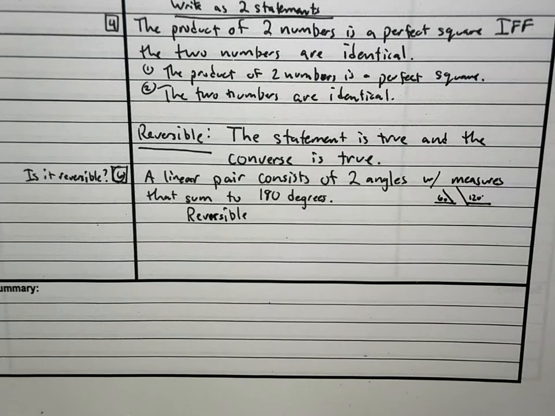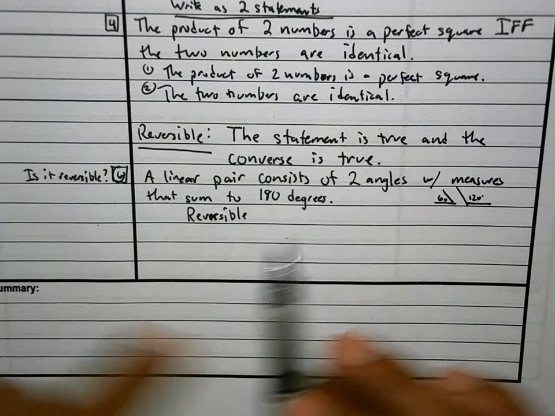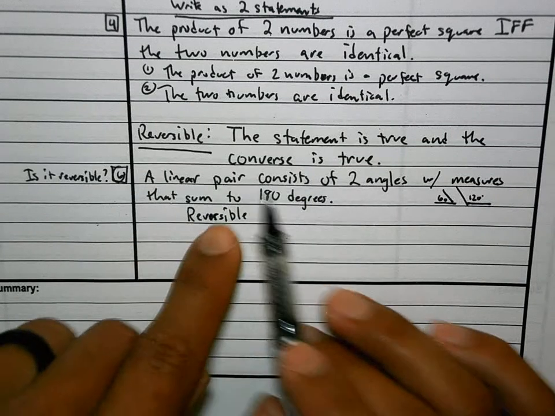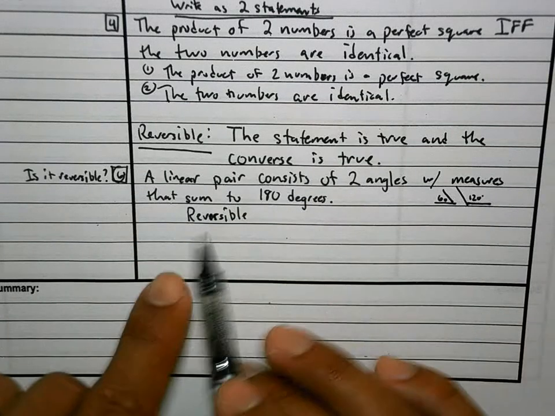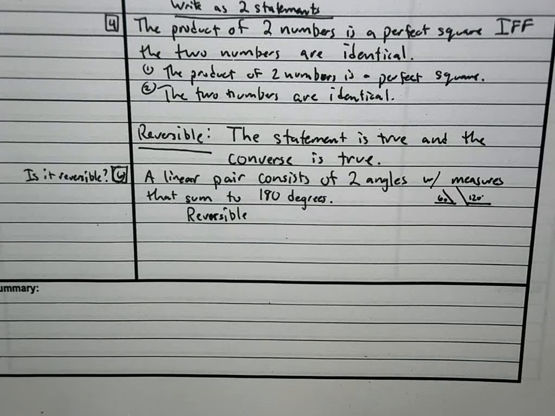Sometimes you're going to have to really think when you're doing a reversible statement. You're going to have to think about how you could write this in a different way. A linear pair consists of, the definition of a linear pair is something that has two angles with measures that sum to 180 degrees. I have to kind of put words into it sometimes for it to make sense to me.